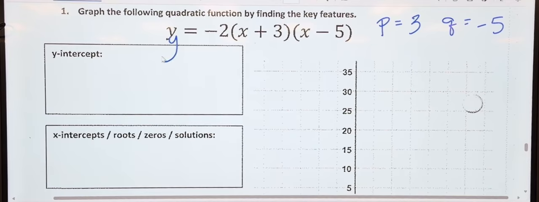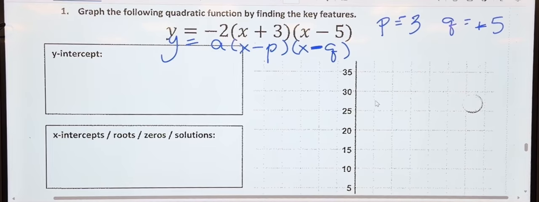Because the formula says y equals a times x minus p times x minus q. So if that is the case, then what should our roots be? Opposite of this is +3, so the opposite is what? It should be -3. And this is -5, so the opposite of that should be what? +5. So our two roots are +5 and -3. Does everybody see that? Let's not make that mistake again. Are we all good here?